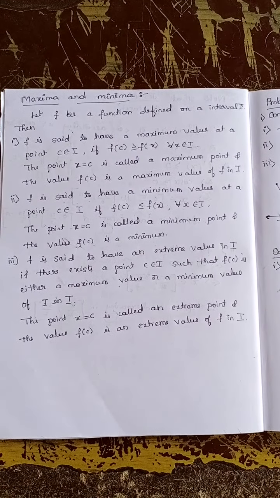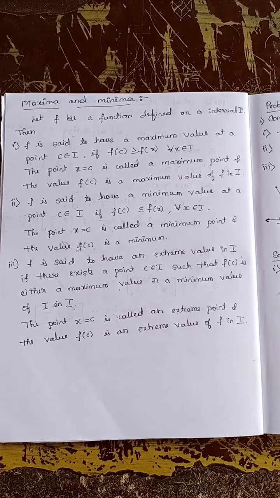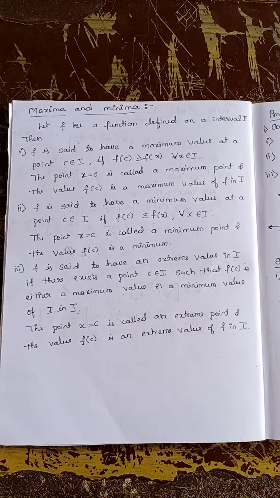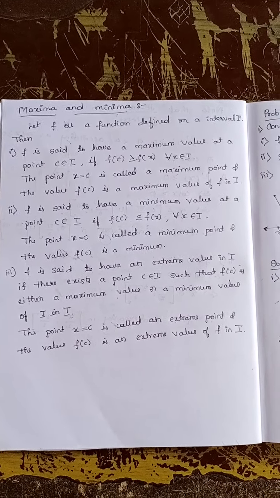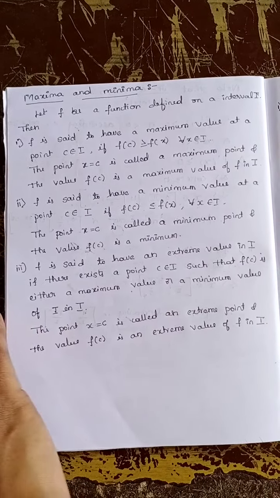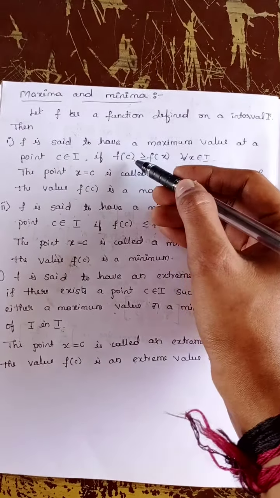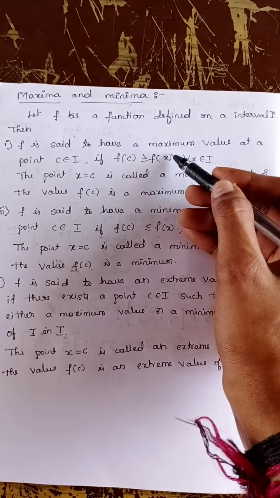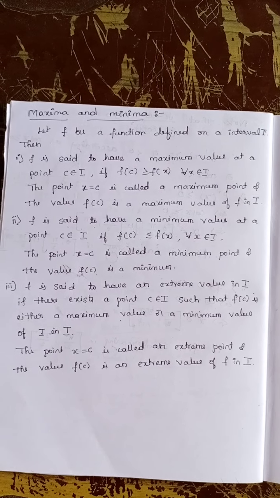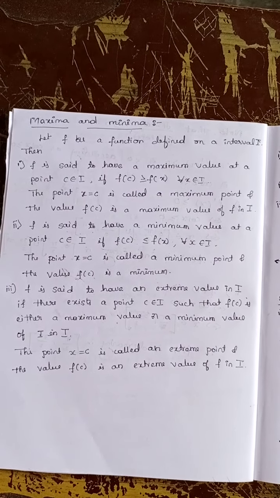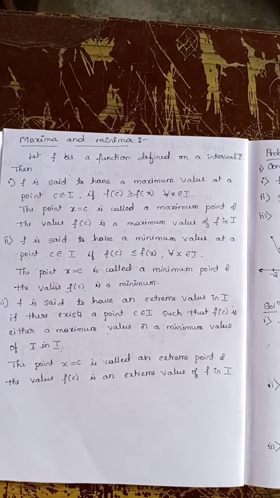Let f be any given function defined on an interval I. Then f is said to have a maximum value at a point c belongs to I if f of c is greater than or equal to f of x. Here c is any point in the interval I, and f of c, the function value at c, is always greater than or equal to f of x for all x belongs to that interval. Then the point x is equal to c is called the maximum point, and the value f of c is called the maximum value of f in I.